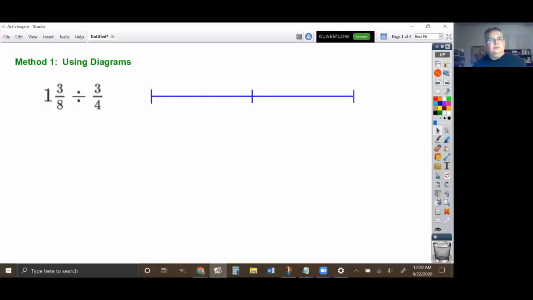Okay, so today we're going to do some dividing of fractions, and we have 4 different methods. The first method, we'll call it using diagrams. So I want to actually divide 1 3/8 by 3/4.